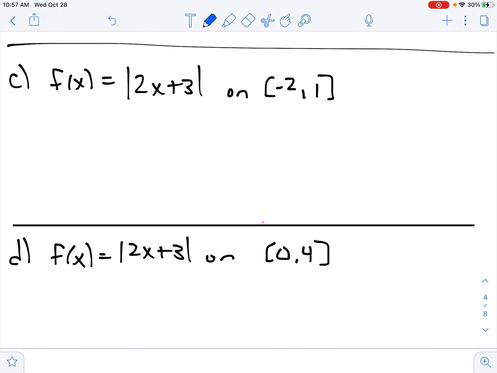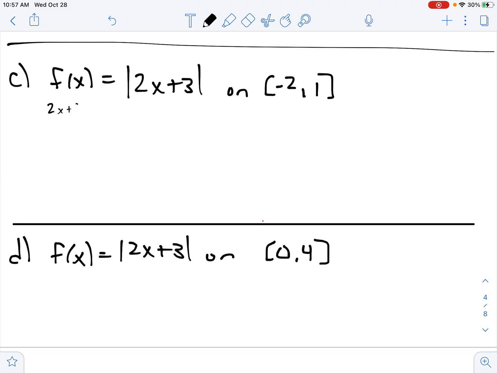Let's take a look at absolute value with these, okay? So again, let me sketch this out. We have absolute value of 2x plus 3 on the interval negative 2, 1. Now again, we should be suspicious of sharp corners, okay? If there's a sharp corner, the mean value theorem won't apply. So let's see, if I set this equal to 0, I can figure out where this thing splits up. It looks like it's going to be at negative 3/2.